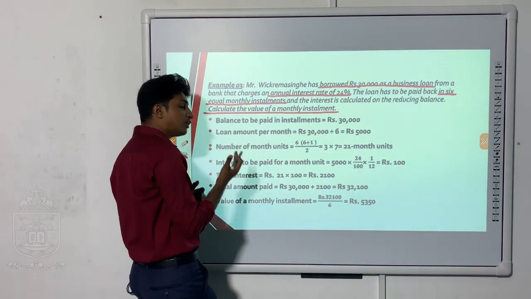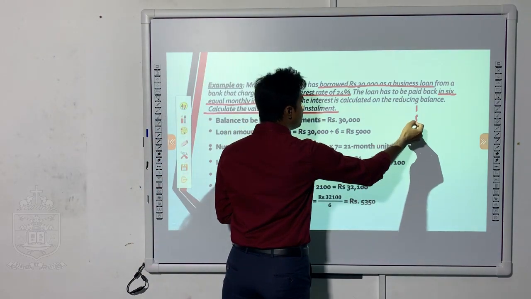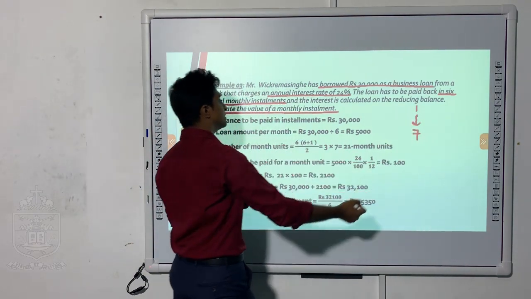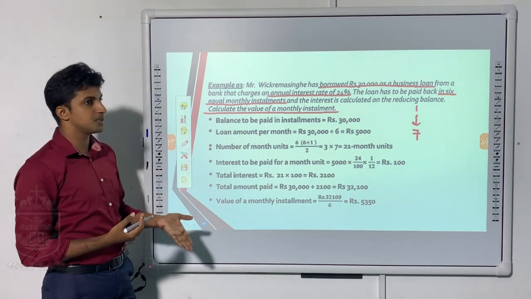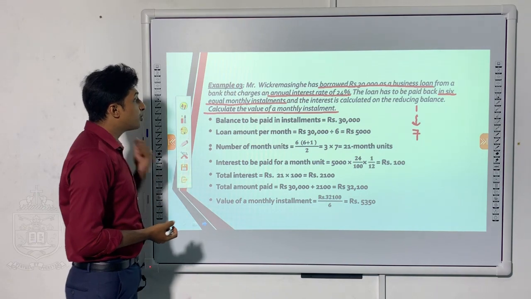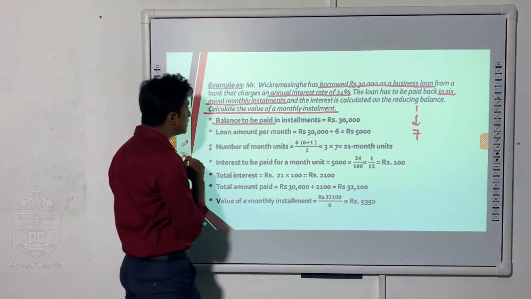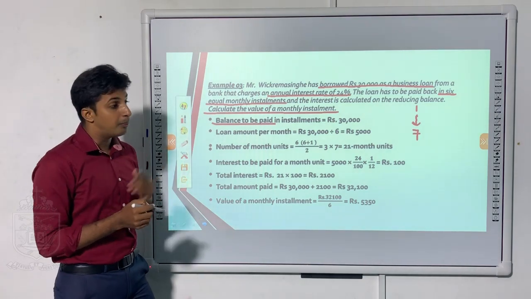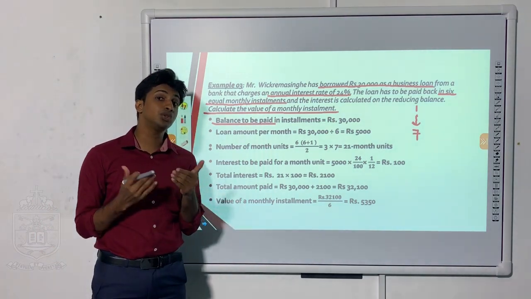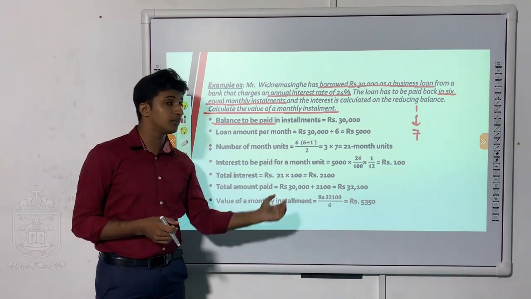So when you say calculate the value of a monthly installment, I'm going to use the first step to the 7th step in order. Right, I'm going to use the steps in order downwards. Then see. So the borrowed amount is 30,000. I told you, you don't have a separate balance in these types of questions. Balance is required in those questions where you can pay a down payment. This is a loan amount.